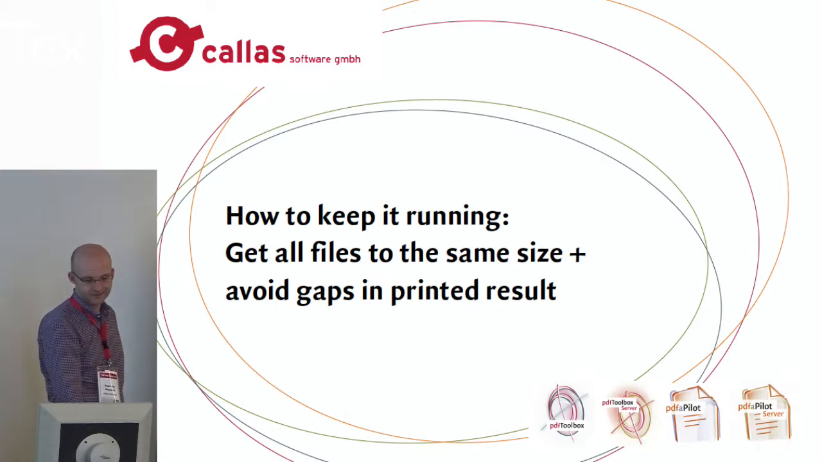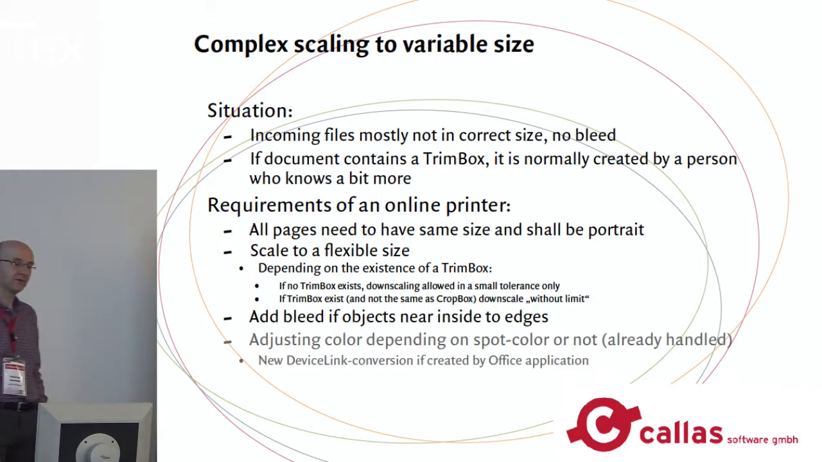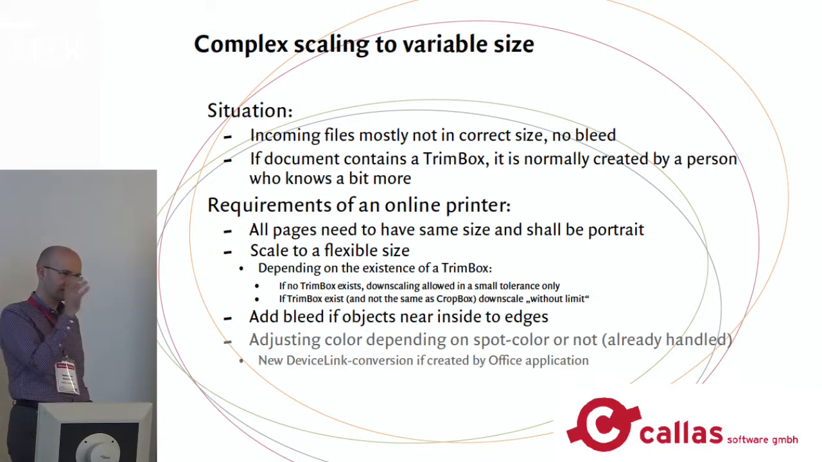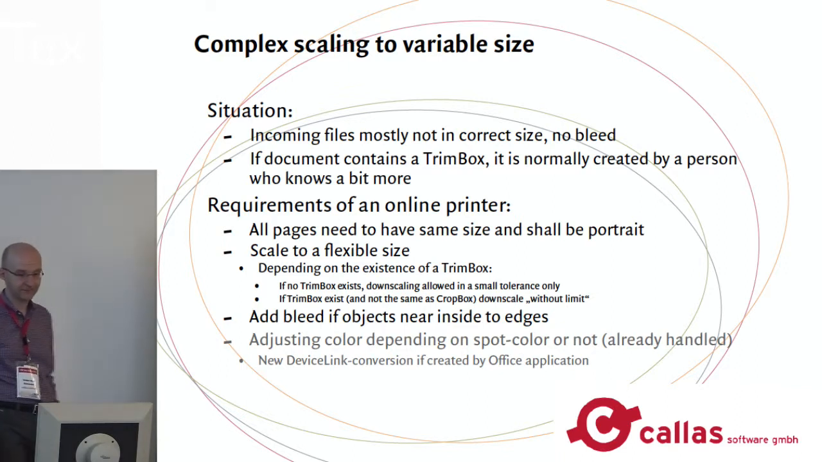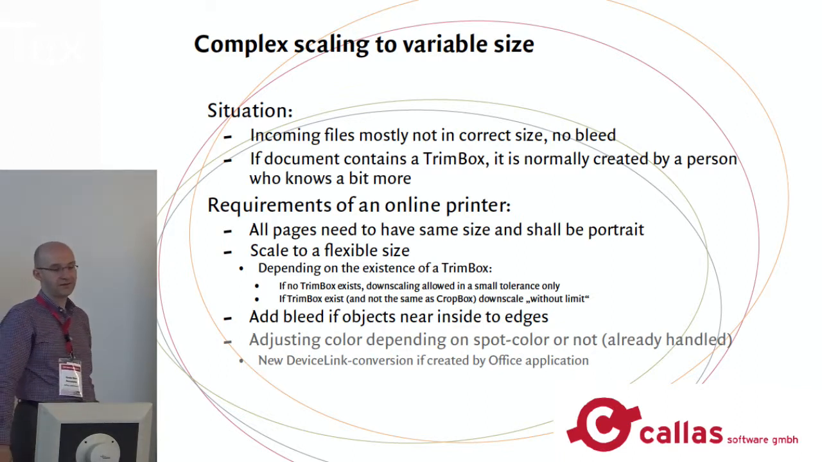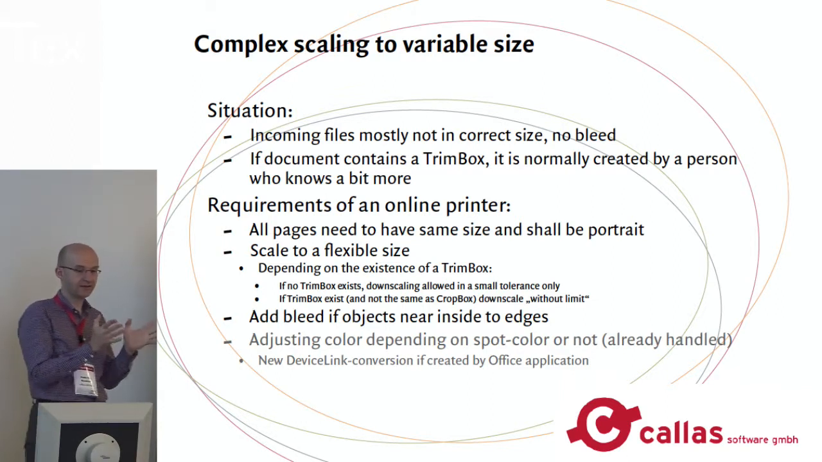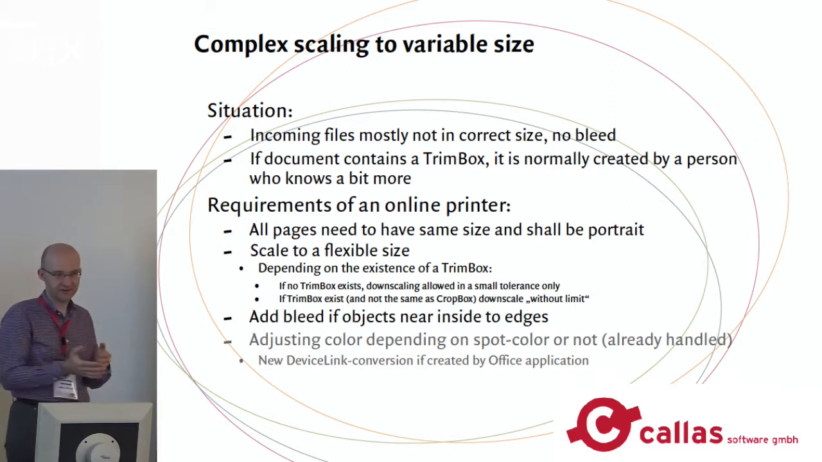Get all files to the same size and avoid gaps in the printed results. Also, it's a requirement from an online printer. They have their input channels for the different products, and they don't have all the same size. They vary, some millimeters, which makes a lot of problems when printed. Flyers, 1 millimeter, 2 millimeters, not wide enough, not high enough. But they have the same issue. They get all the files into one queue. Professionals, semi-professionals from Word, whatever. So they figured out how they will handle it, how they will divide it if it comes from a professional source or from Office.